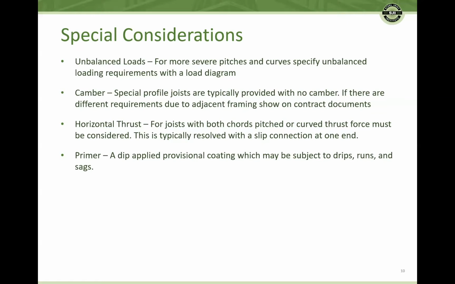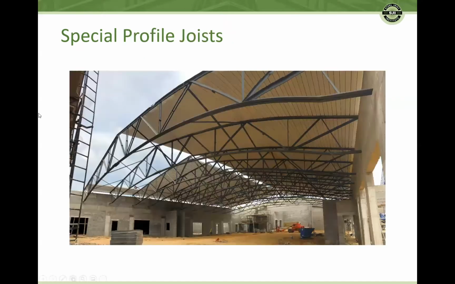Joist primer is dip applied and may result in drips, runs, and sags. This is a provisional coat of primer and not intended to be a finish coat. Any finish type coatings are to be applied by others. Other profiles than those discussed here may be possible, like a pitched top chord and curved bottom chord shown here. For these scenarios, contact your local joist manufacturer to discuss the feasibility of your specific profiles.